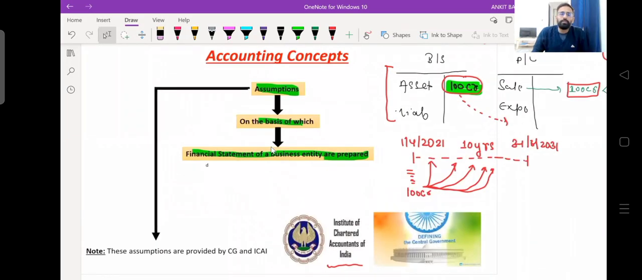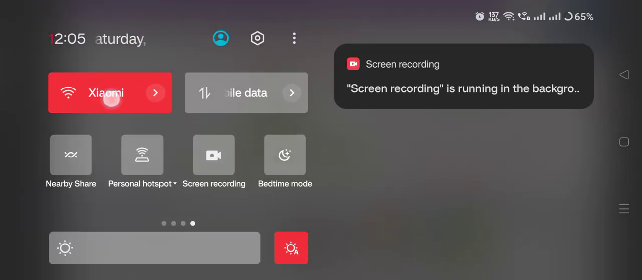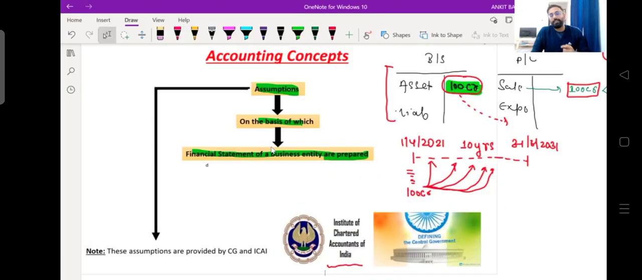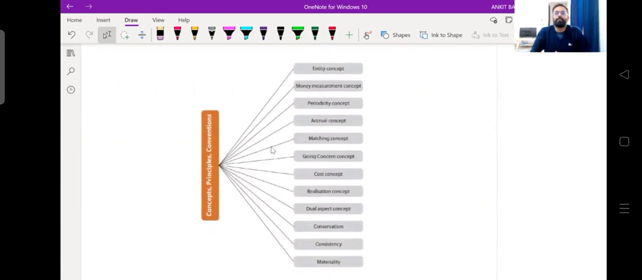We have seen that accounting concepts are the assumptions on the basis of which the financial statements of a business are prepared, right? So basically, the assumptions organizations make when they prepare their financial statements, this is what accounting concepts are. After that, we have accounting conventions. There are several types of accounting concepts which we have to cover in our lecture.